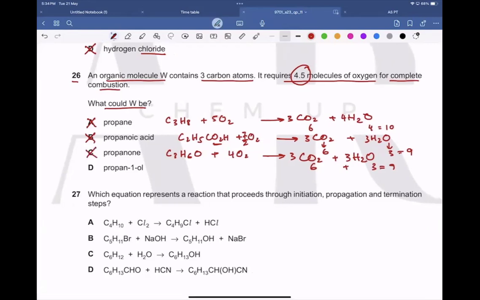So C goes wrong as well. So it means that if you are sure about the 3, then D can be a correct one. Let's have a look. It's an alcohol. So C3H8O.